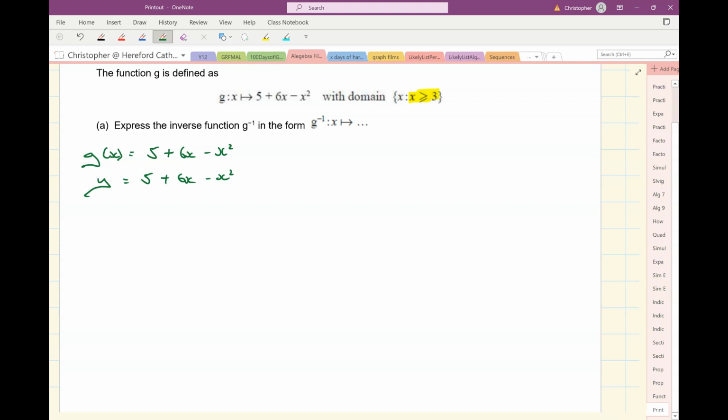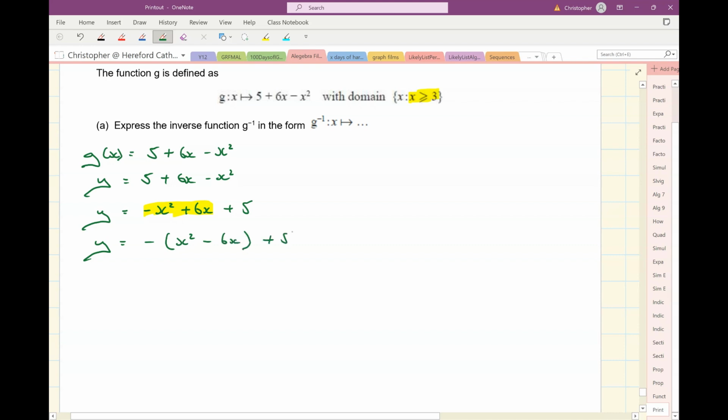Now, to make x the subject, I'm going to need to complete the square on the right-hand side since it's quadratic. Before I get around to completing the square, I'm going to write that as minus x squared plus 6x plus 5, because that's how I like it to be. Now, I don't want to start completing the square with a negative x squared. So I'm going to take the minus sign out, and in a sense, I'm going to factorize that expression, taking a factor of minus 1 out of it. So it's going to be minus, open bracket, x squared minus 6x, close the bracket, add the 5.